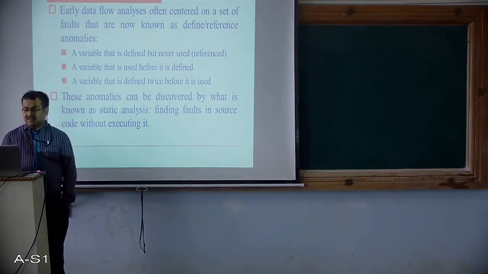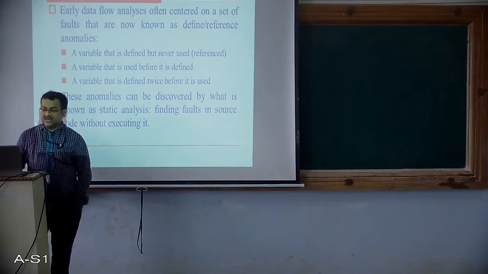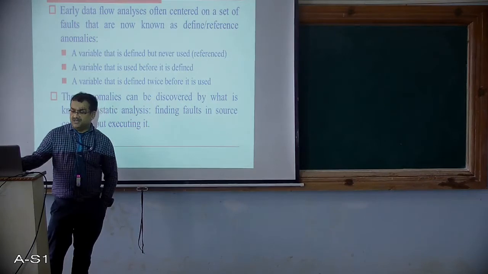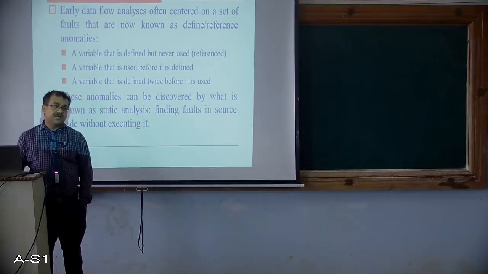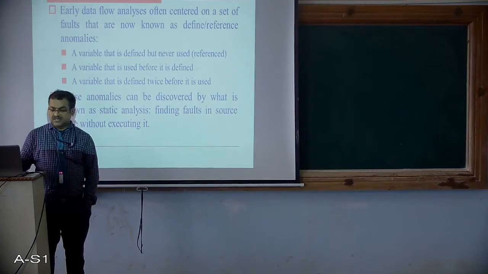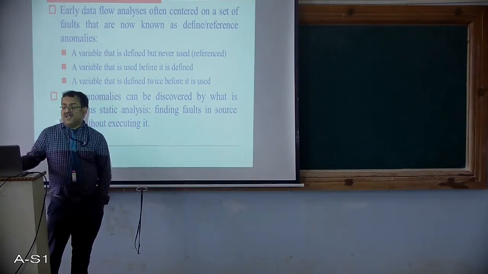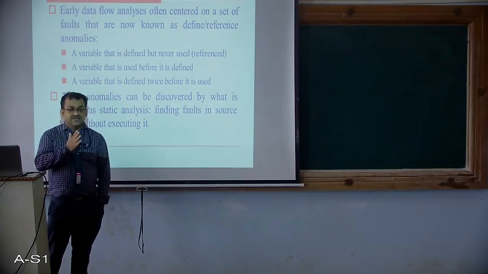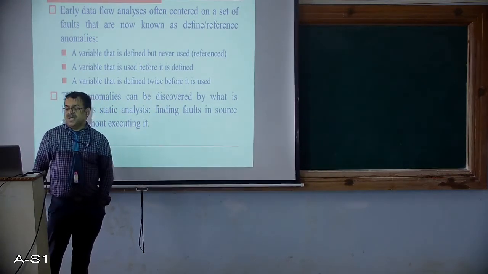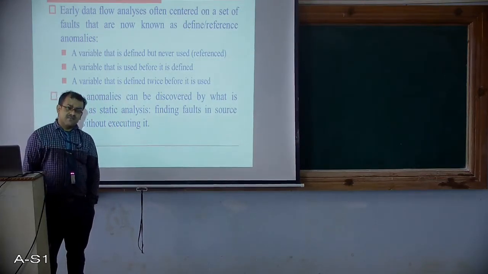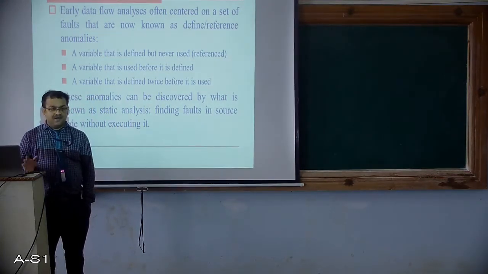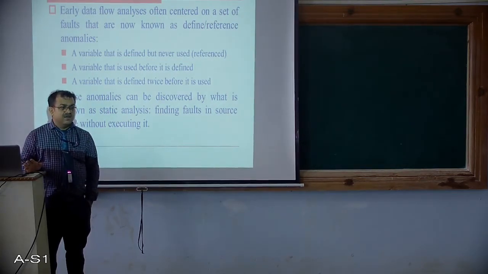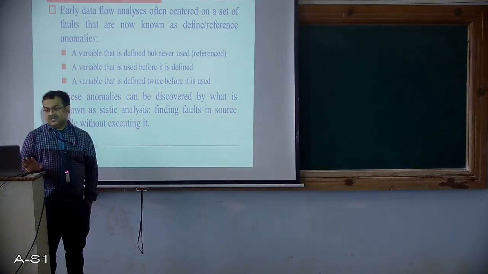Data flow analysis is often centered on the set of faults that are known as define-reference anomalies. Which anomalies are depicted with data flow testing? A variable that is defined but never used. These are the primitive ways of using data flow testing methods. If you have defined a variable somewhere in the program in a particular line and you have never used that variable, it is likely to be identified through data flow testing methods.